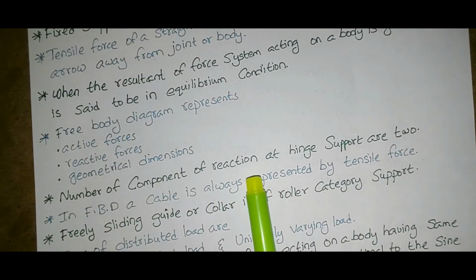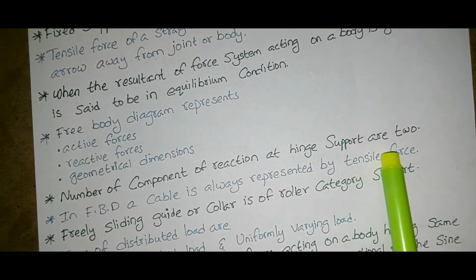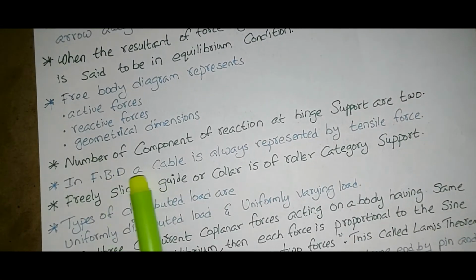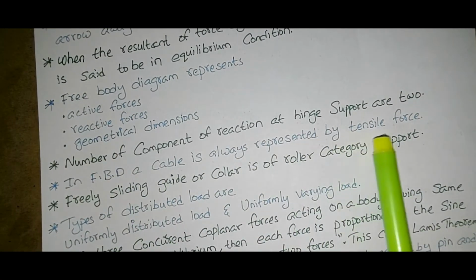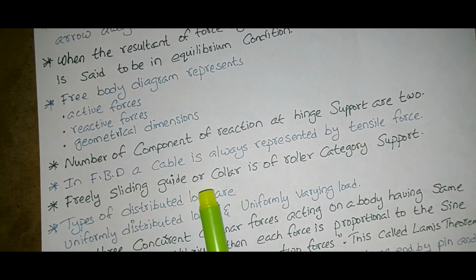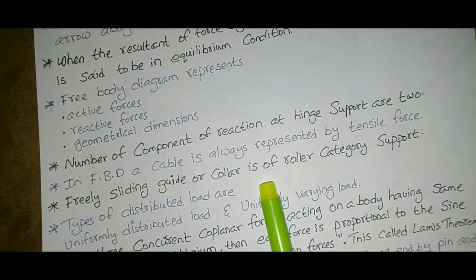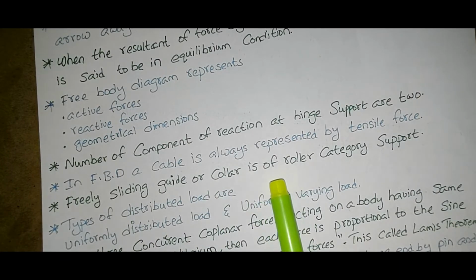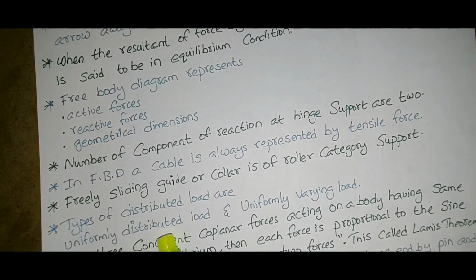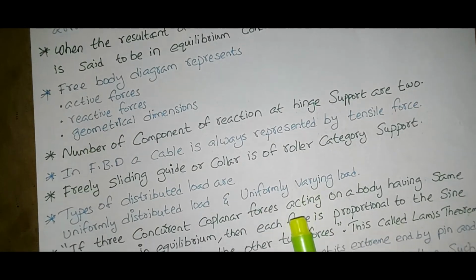Number of components of a reaction at hinge support are 2. In free body diagram, a cable is always represented by tensile force. Freely sliding guide or collar is of roller category support. Types of distributed load are uniformly distributed load and uniformly varying load.